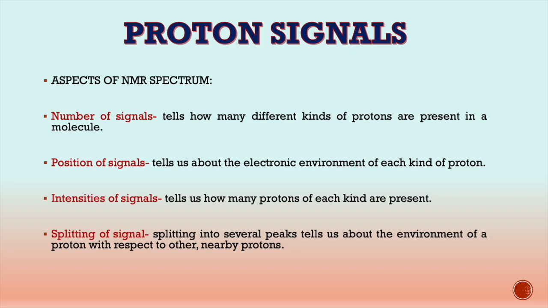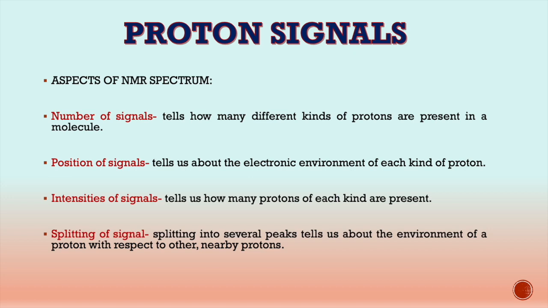Why? Because all the protons having a similar environment, that means all the equivalent protons, will give only one signal. We'll get only one peak-like structure over here. We'll get only a single line as a signal for all the protons which have the same environment. So the number of those lines in the spectrum will tell how many different kinds of protons are present. For example, if we get 4 signals in the NMR spectrum, that means 4 different kinds of protons are present in the molecule.